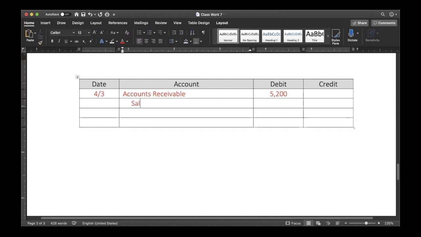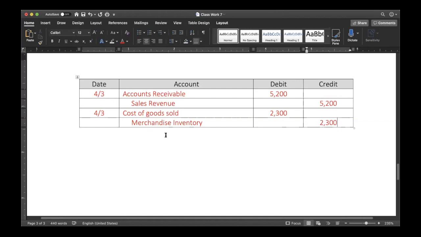The credit would be sales revenue of $5,200. We have to account for the merchandise we're selling. The second entry for the same transaction would be cost of goods sold for our cost, which would be $2,300. And the credit would be merchandise inventory of $2,300. That's what it would look like.